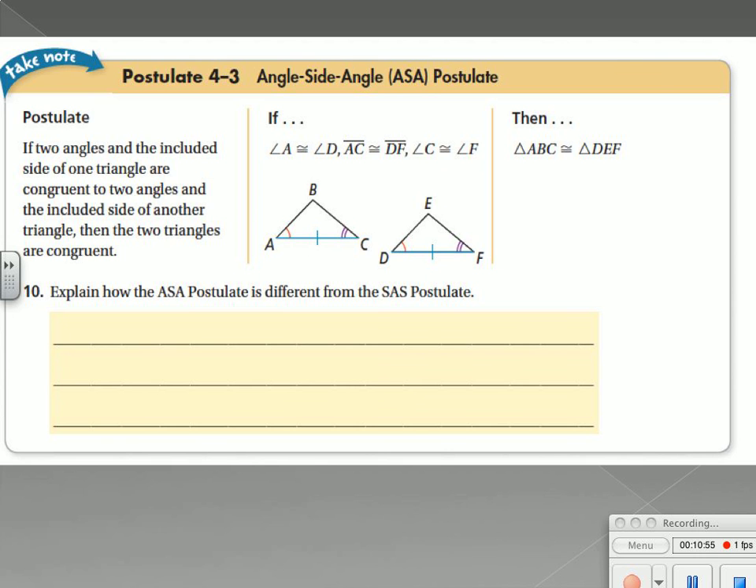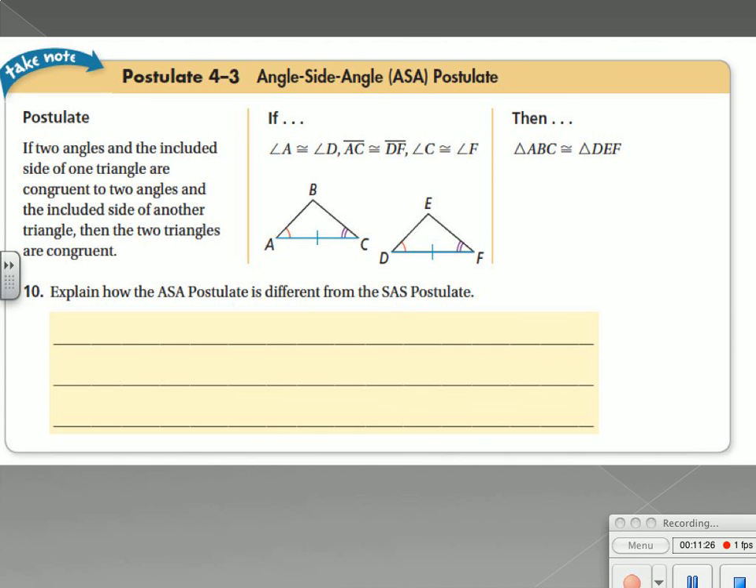Postulate 4.3 is the angle side angle postulate. If 2 angles and the included side of one triangle are congruent to 2 angles and the included side of another triangle, then the 2 triangles are congruent. So in our drawing, angle A is congruent to angle D, segment AC is congruent to segment DF, and angle C is congruent to angle F. So we have an angle, a side, and an angle. So triangle ABC is congruent to triangle DEF.